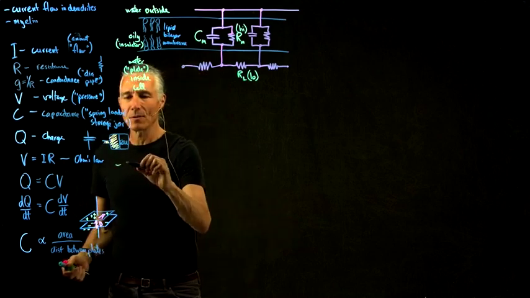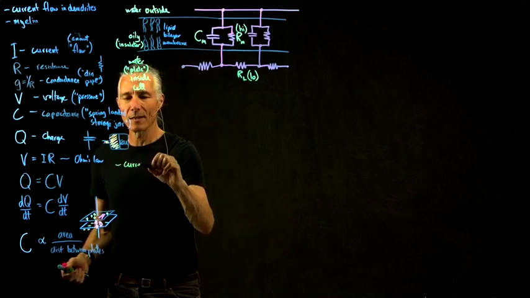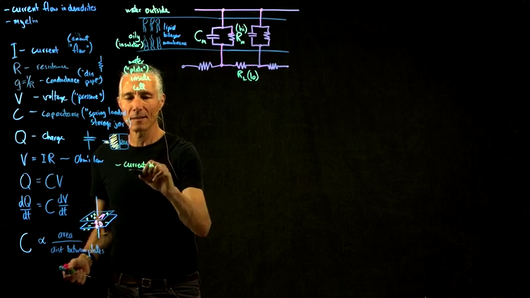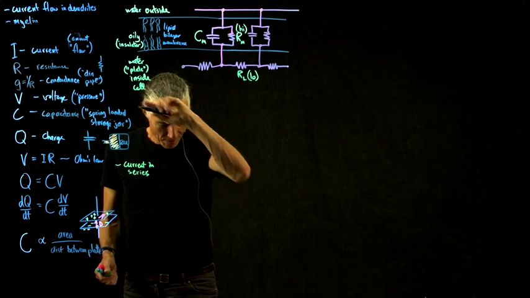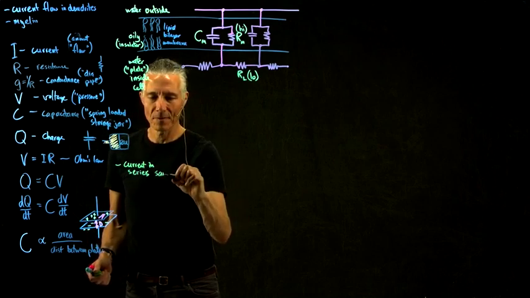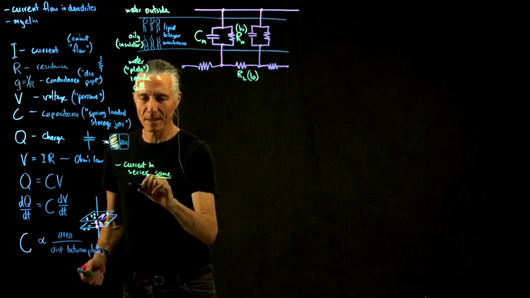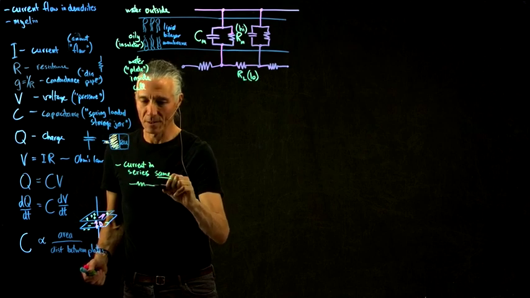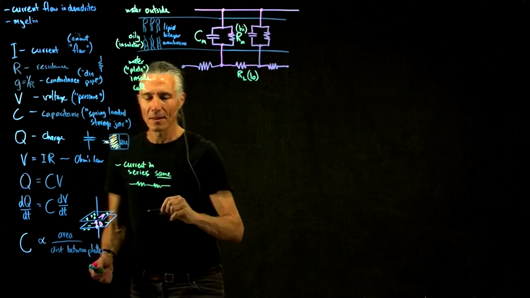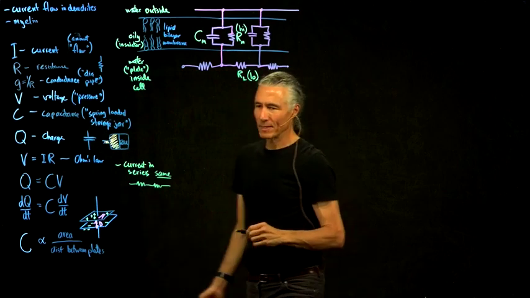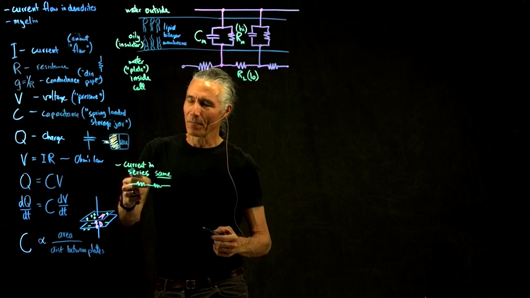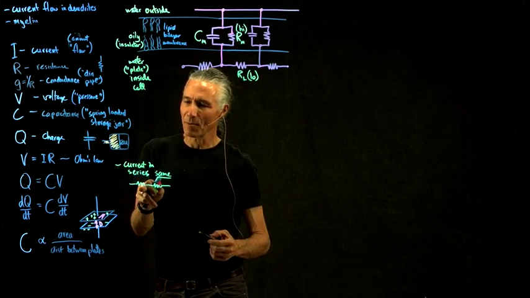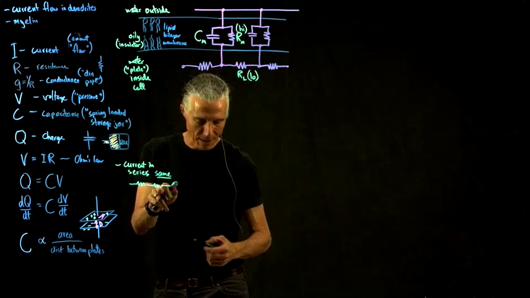And so one rule is current in series. Current in series is the same. That means if you have two resistors and nothing else in series like this, the amount of current that goes through them has to be the same. That sort of makes sense. You're pushing some water through them, and if such and such amount of water goes through this guy, the same amount is going to have to go through this guy.